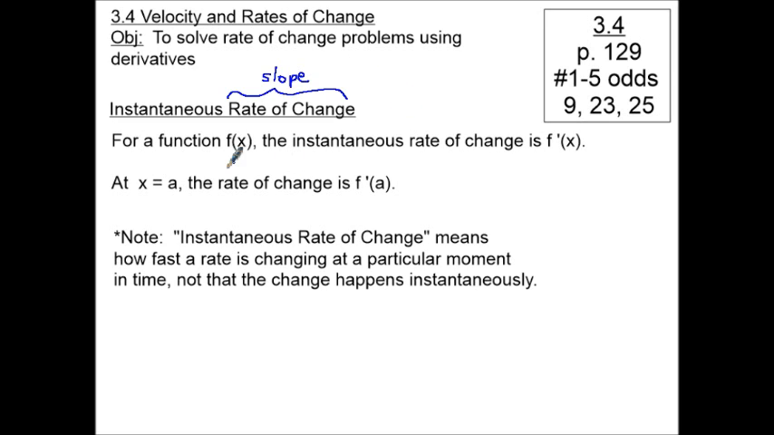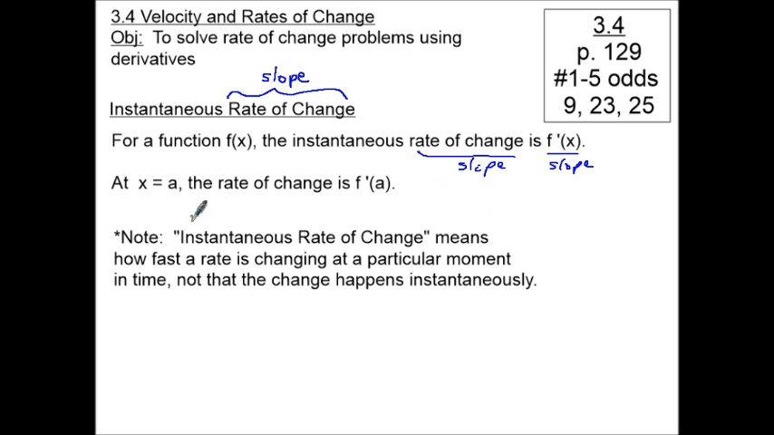So here we go. For any function f of x, the instantaneous rate of change, which again is slope, is f prime of x. Now we've already talked about the derivative as slope, so this is almost a redundant statement. Rate of change is slope, and the derivative is the slope as well. So hey, by the way, did you know that the slope was the slope?